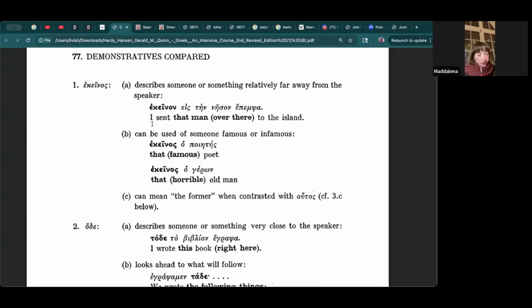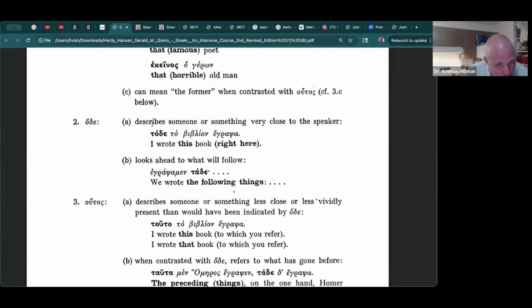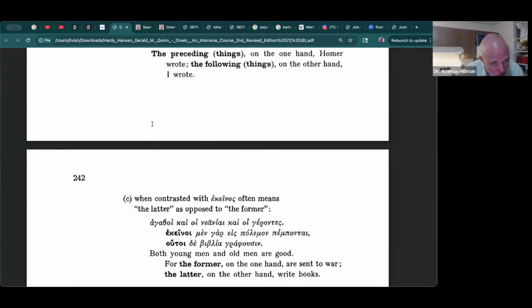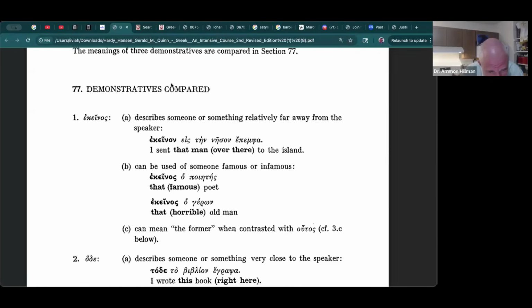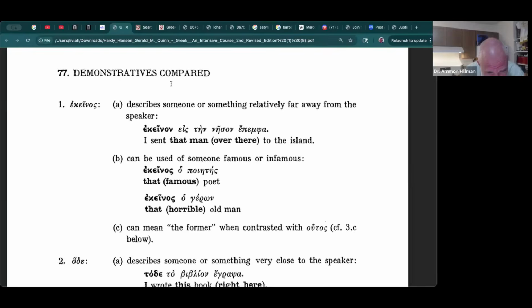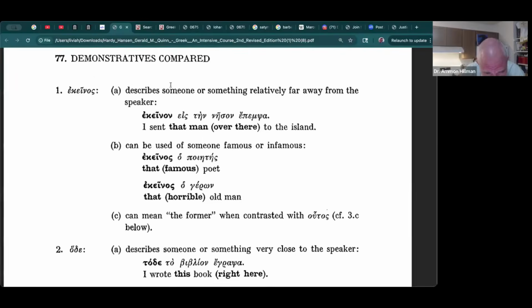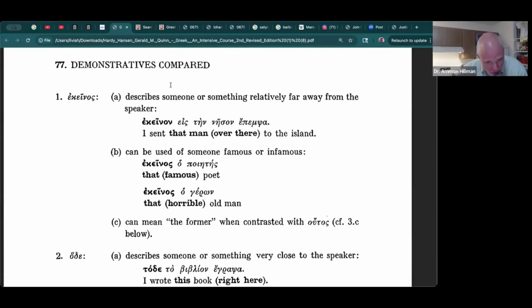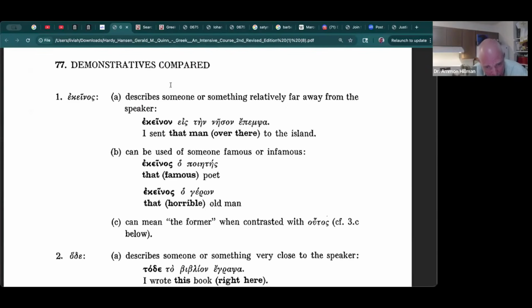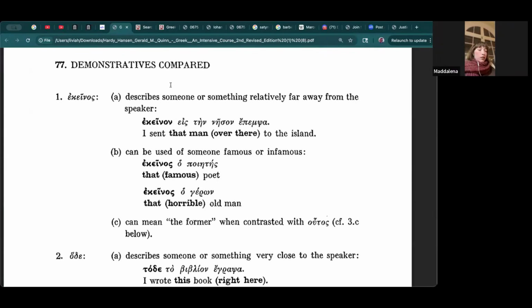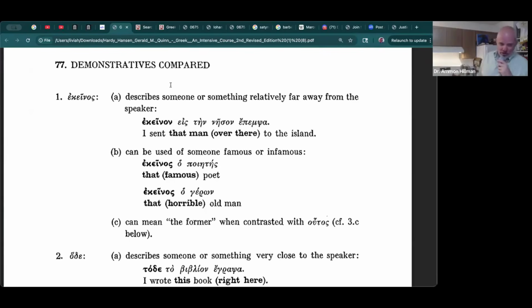On page 241, you get ekeinos, you get hode, you get houtos, right? I want you to notice in bold that on page 241, in bold under ekeinos, just look at the bolds. That you're talking about that person. That describes someone or something relatively far away. Isn't it interesting? They're demonstratives, relatively far away versus really far away, right?